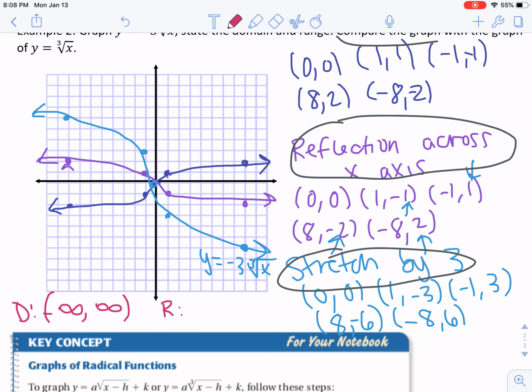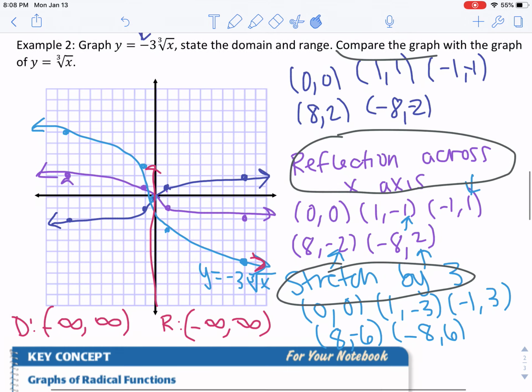And my range is my y values as we go from bottom to top. So as you go from bottom to top, since these arrows go on forever, the lowest point here would be -infinity, and the highest point would be +infinity. So my domain and range are -infinity to infinity, and then -infinity to infinity.